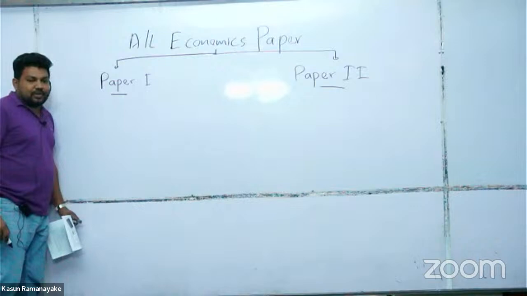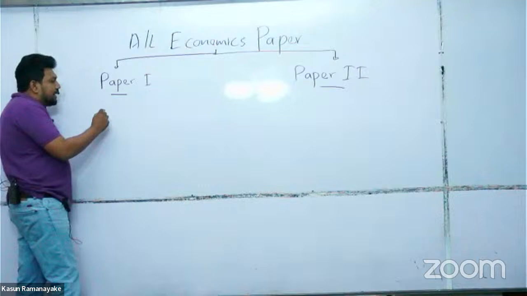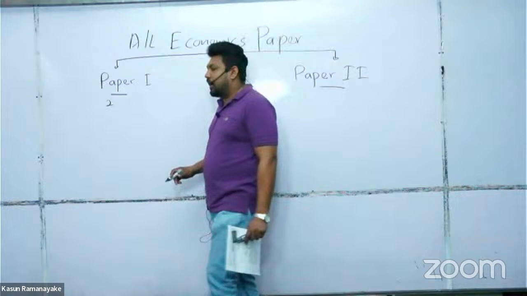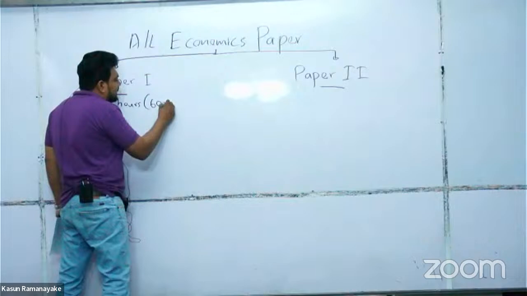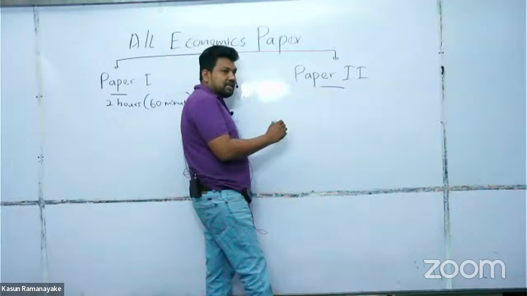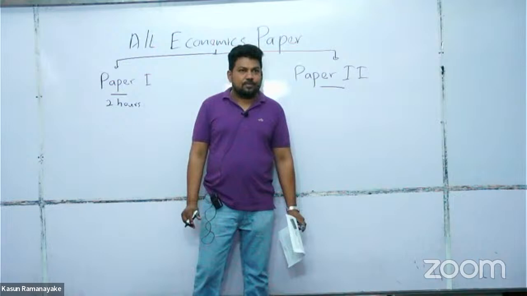Please look at this. Paper one has 50 MCQs. First of all, you need to know how many hours you have for the paper. 2 hours. Very good. Understood? Right. Paper two, how many hours? 3 hours.